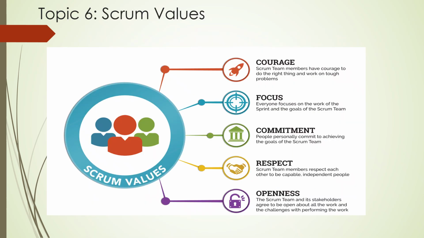Topic 6, Scrum Values. There are 5 Scrum values. First is courage. Scrum team members have courage to do the right thing and work on tough problems. Focus. Everyone focuses on the work of the sprint and the goals of the Scrum team. Commitment. People personally commit to achieving the goals of the Scrum team.